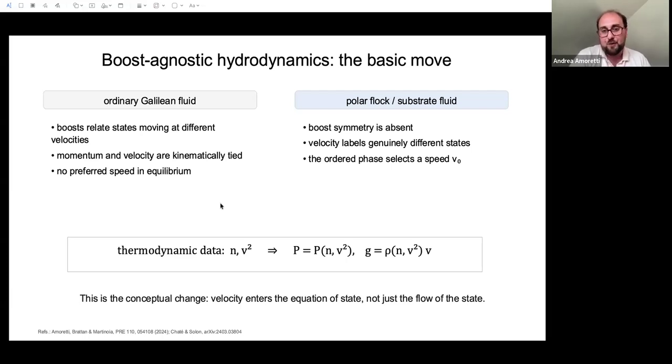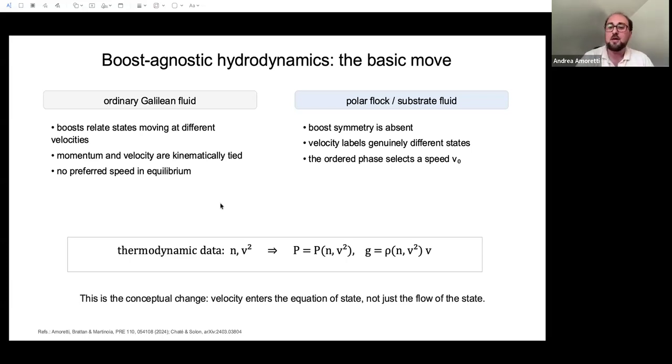On top of that, unlike a Galilean fluid, where momentum is directly related to velocity through the mass, in a boost-agnostic case this is not typically the case. So you have a generic density, which is now a function of the density at equilibrium and of the velocity at equilibrium, your V0, your alpha over beta in the Mexican hat description.